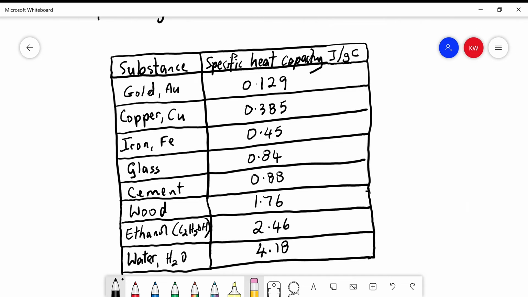If we look at the values here, water has a specific heat capacity of 4.18, versus gold, copper, iron, glass, cement, wood, and ethanol. These have much lower heat capacities. Again, specific heat capacity is a measure of the amount of heat energy required to raise 1 gram by 1 degree Celsius, and its unit is joules per gram per degree Celsius. So it takes a lot of heat energy to raise 1 gram of water by 1 degree Celsius.